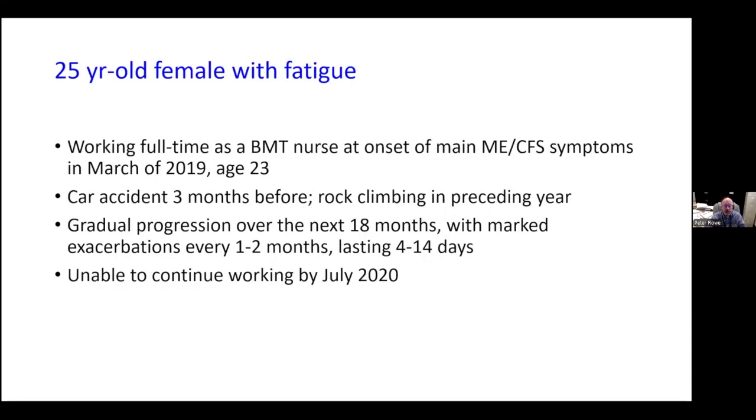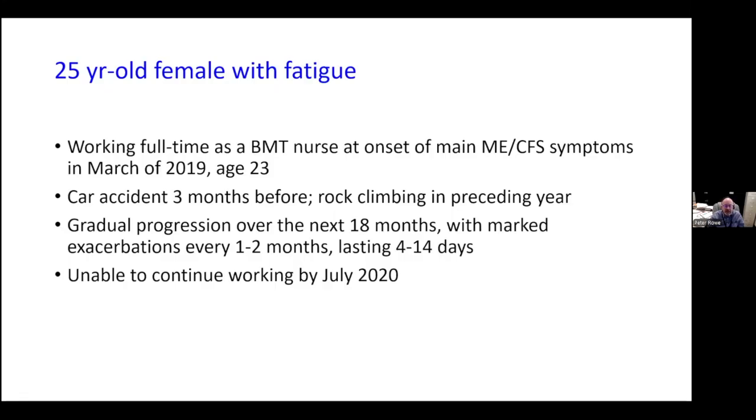She was working at the time full time in Atlanta as a bone marrow transplant nurse at the onset of her main ME/CFS symptoms in March of 2019 at the age of 23. She'd had a car accident 3 months before, but it wasn't a big deal and she didn't require emergency room assessment. She'd done a lot of rock climbing in the preceding year, but really there was no other clear trigger to these problems.